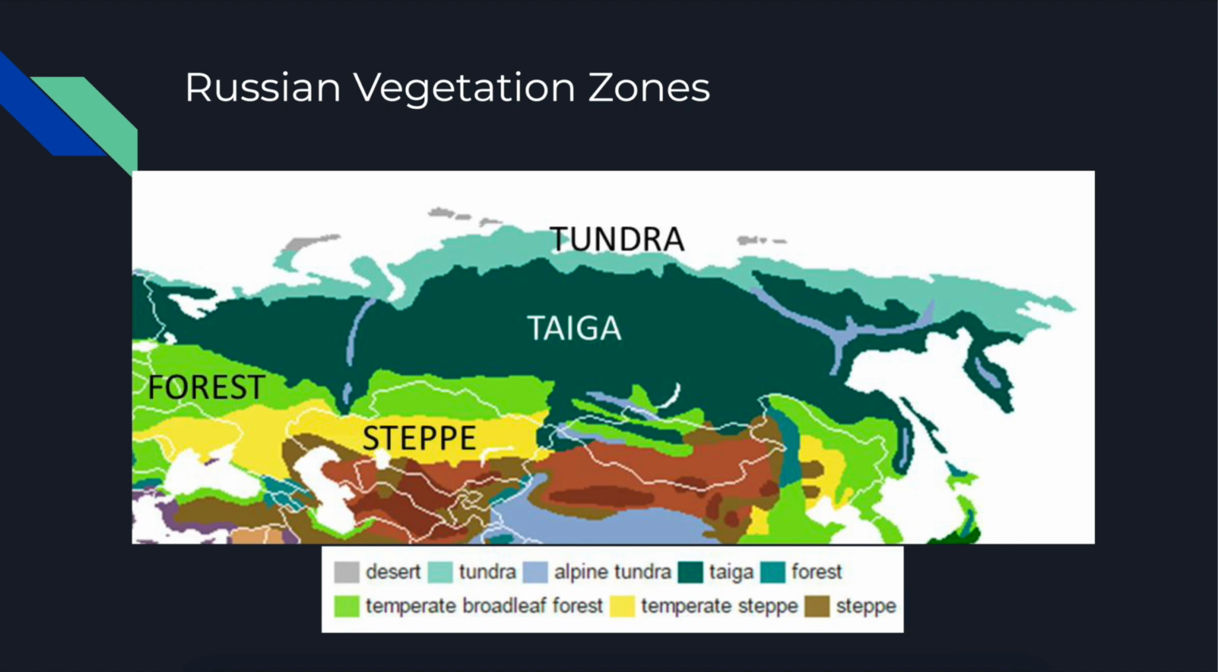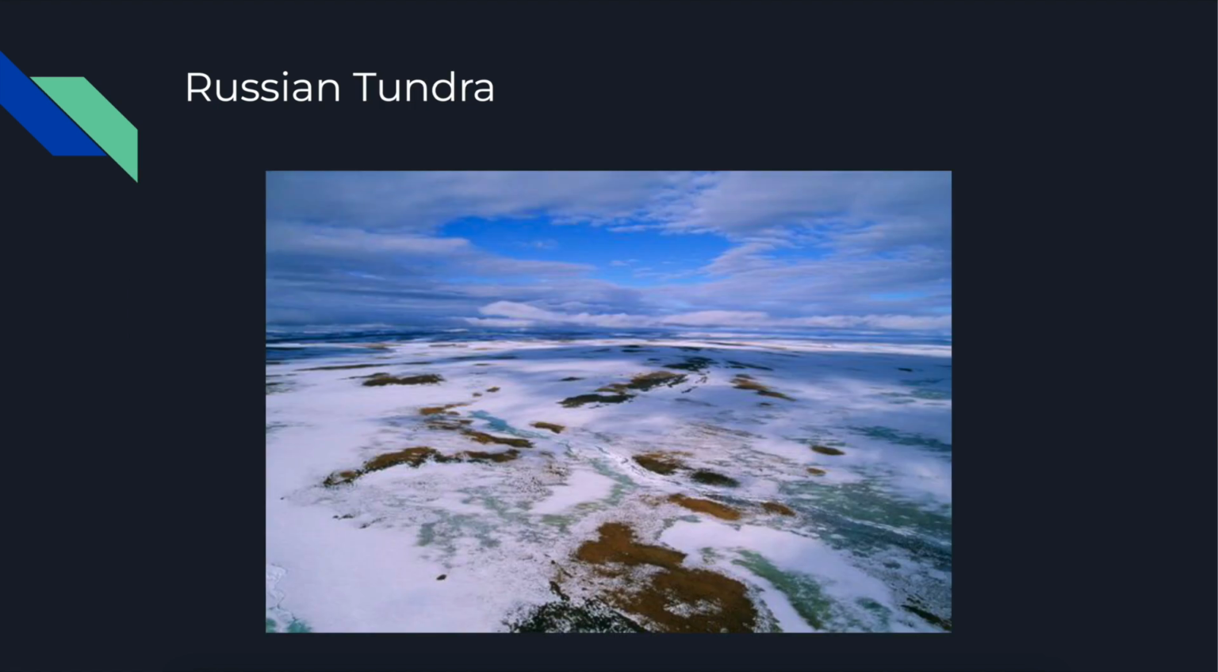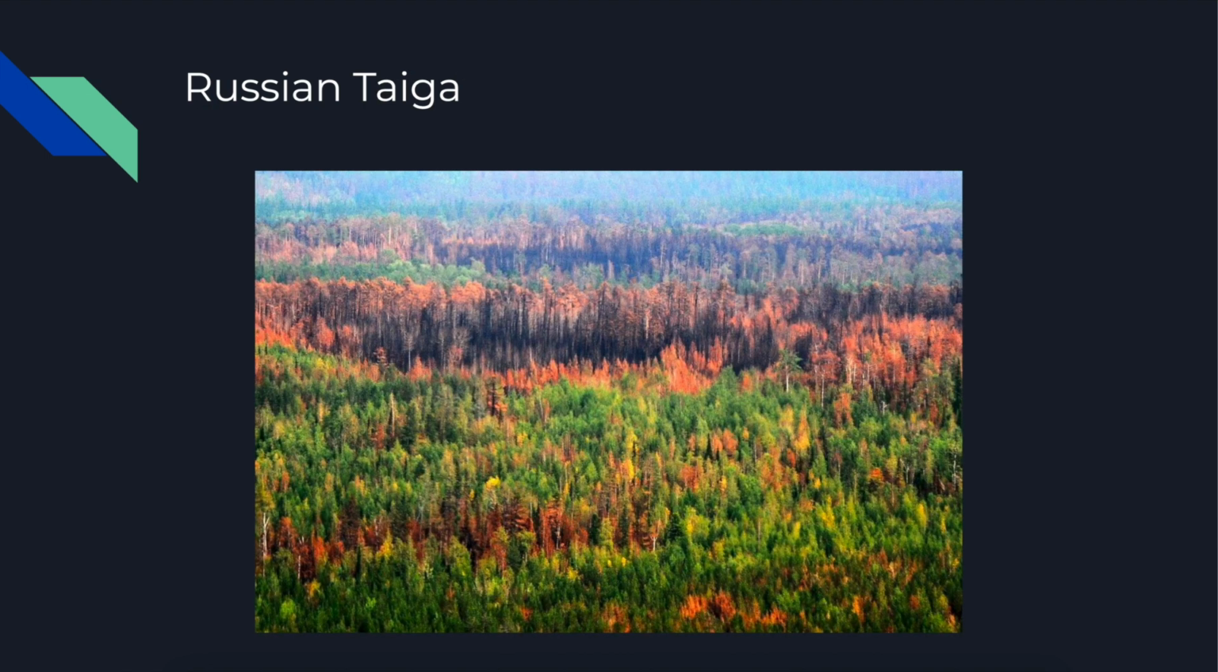47% of which is permanently frozen subsoil. And the tundra is a virtually uninhabited wasteland with many lakes, swamps, moss, and the only foliage you're going to see is low-lying shrubs. Next is the Russian taiga, south of the tundra.